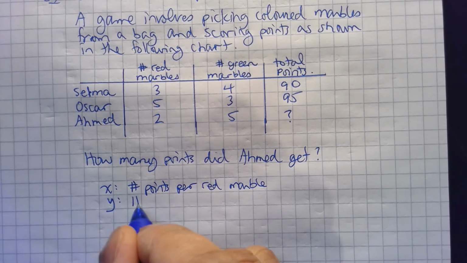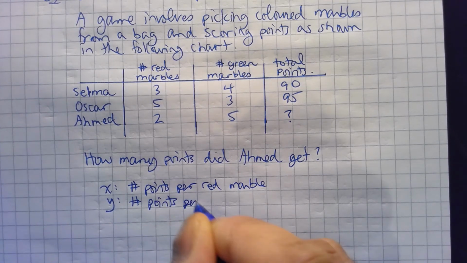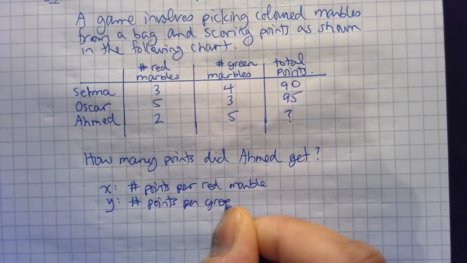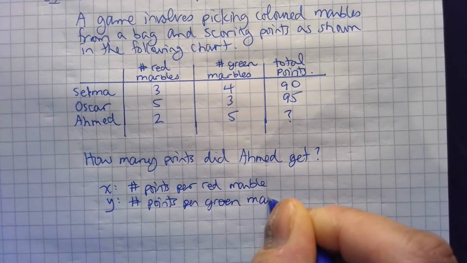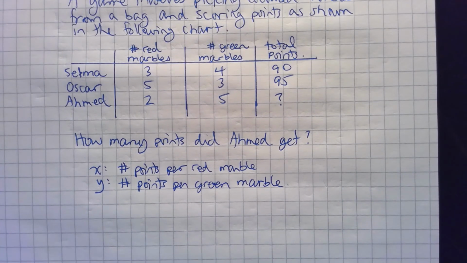Y represents the number of points per green marble. Again, singular marble. So here are the variables. That's the identify the variable step, the first step.